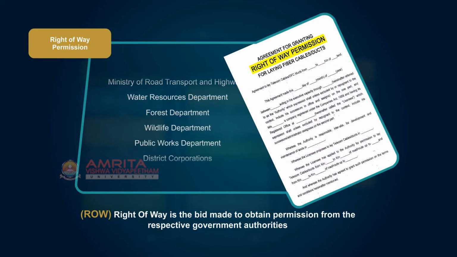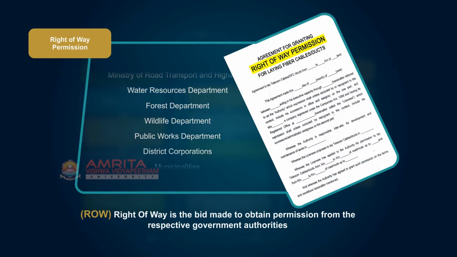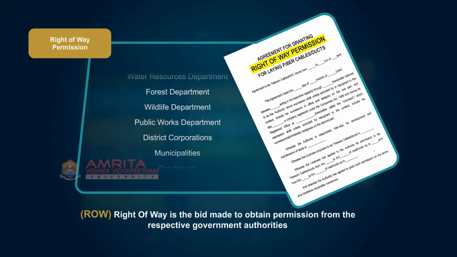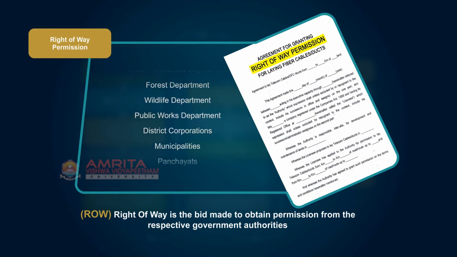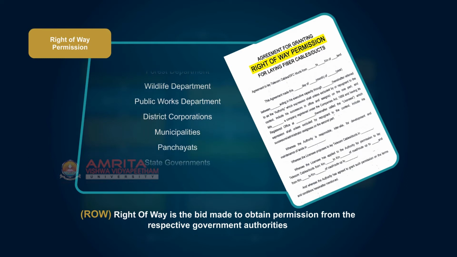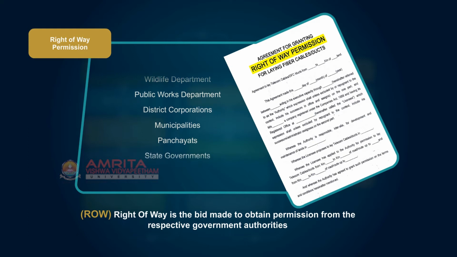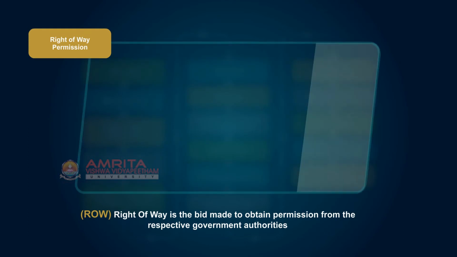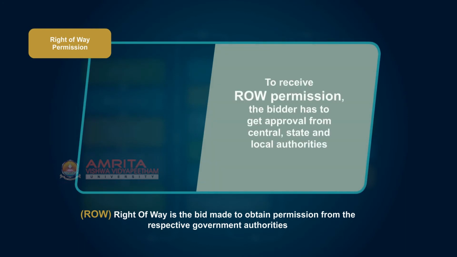ROW permission, right-of-way permission. Right-of-way is the bid made to obtain permission from the respective government authorities so that the organization can lay the underground or overhead fiber cables in the route without damaging the existing utilities. To receive the ROW permission, the bidder has to get approval from the central, state, and local authorities.